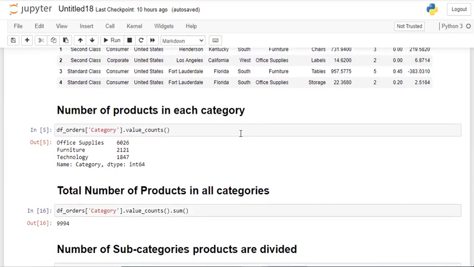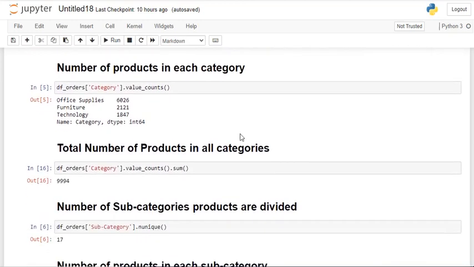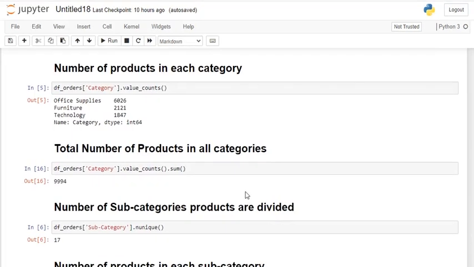Number of products in each category. There are 3 different subsets in the category. Let us count how many items are there in each subset of the category. So there are 3 subsets in the category: office supplies, furniture and technology. Office supplies, the number of items is 6026, furniture 2121, technology 1847. These values are obtained by the function value underscore counts on the category.